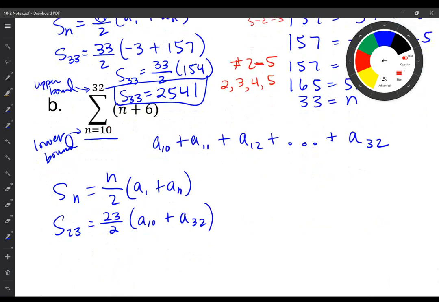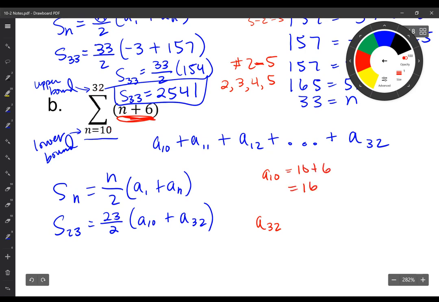So I need to find a sub 10 and I need to find a sub 32. A sub 10 I find using this. It says n plus 6. So 10 plus 6, which is 16. For a sub 32, my 32nd term, I need to do this also. So 32 plus 6 is 38.